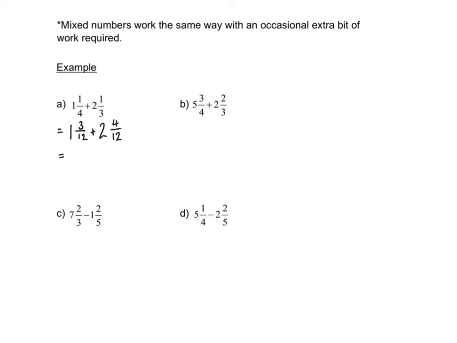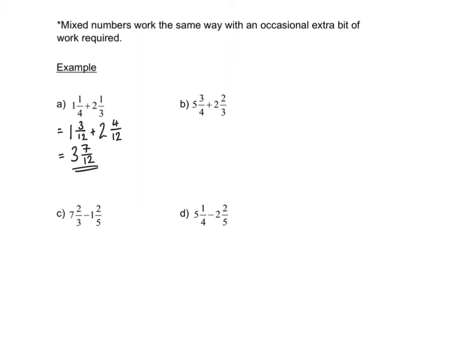We can then add these fractions together, starting with the whole numbers. So the whole numbers are 1 and 2. We're going to add them together to get 3. And then we're going to look at the fractions. 3 twelfths plus 4 twelfths, which is simply 7 twelfths. And we can leave our answer like that.